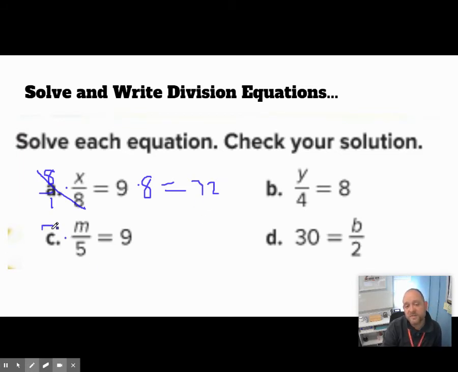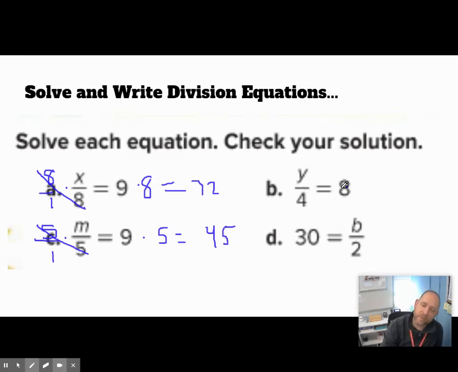Same deal here. Doesn't really change much of anything. If I'm dividing by something, the inverse, of course, is going to be multiplication. So if I multiply both sides by 5, I have now 5 multiplied by 5 and divided by 5. Those cancel each other out. Now I have m equals 9 times 5, or 45.